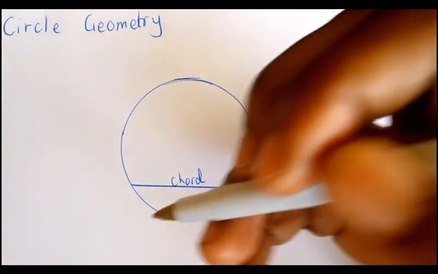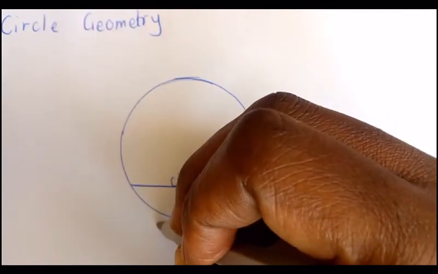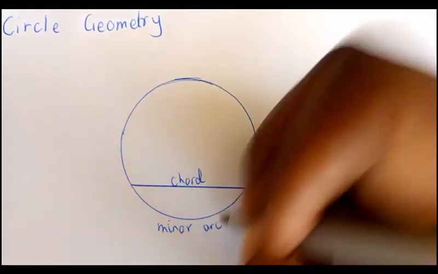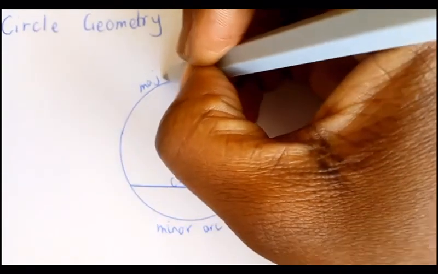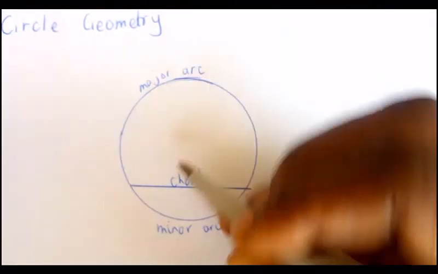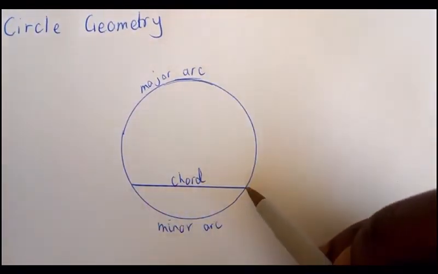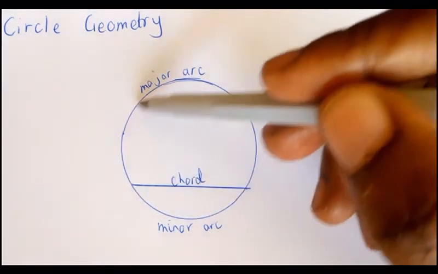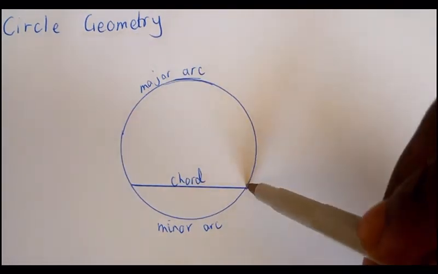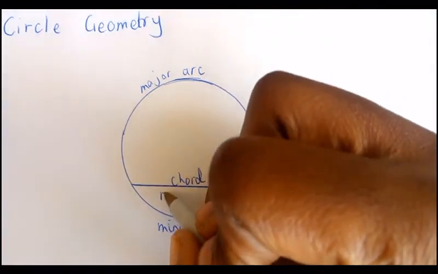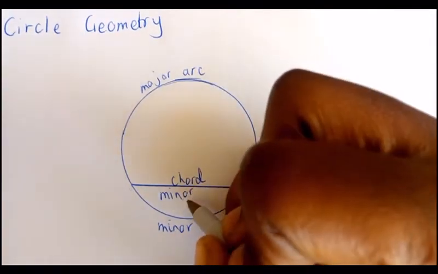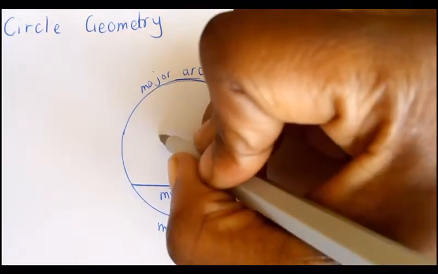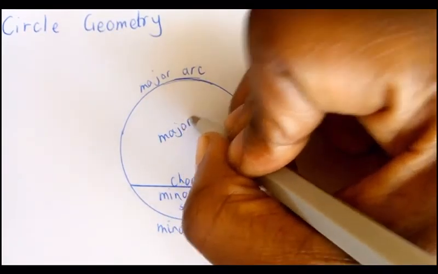The parts of the circumference will be this being the minor arc. This is the minor arc and this is the major arc. This is called the minor arc because it is the smaller of the two arcs, and this is the major arc. And this is the minor segment, and this is the major segment.